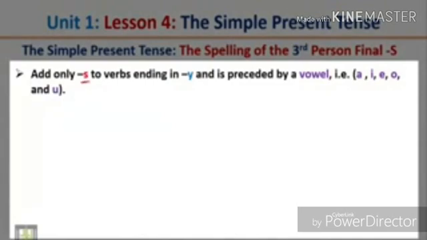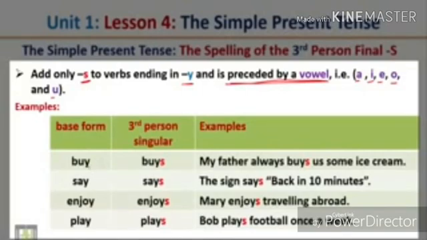Add only s to verbs ending in y that is preceded by a vowel like a, e, i, o, u. These are vowels. Examples: buy. At the end there is y and before y there is u, and u is a vowel. So we don't delete y, we just add s. Example: my father always buys us some ice cream. Here my father is singular, so we need to add s. If we delete y, it will be wrong. We should not delete y.